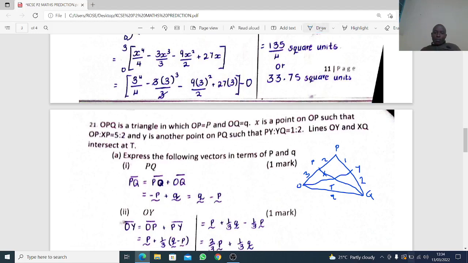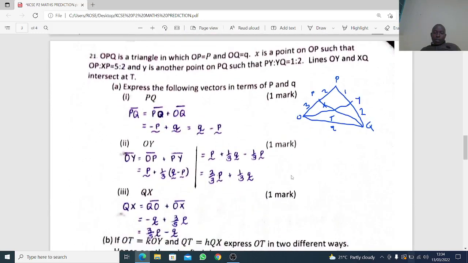After drawing that sketch, I'm now able to proceed. If you sketched first, you are able to move on. Express the following vectors in terms of p and q. PQ: from P to Q, without going direct, I need to go PO plus OQ. PO is negative p, plus OQ is q. So it is negative p plus q, which is the same as q minus p.